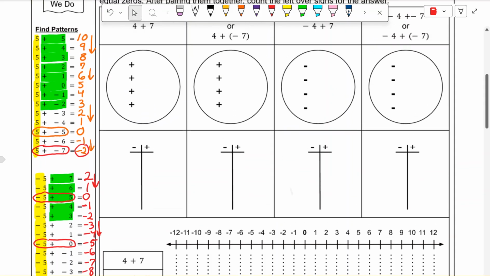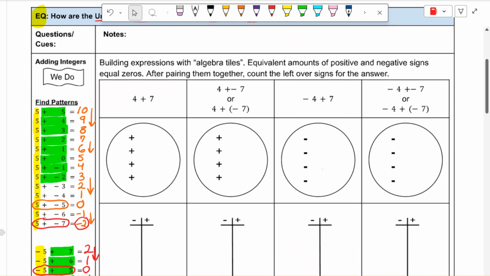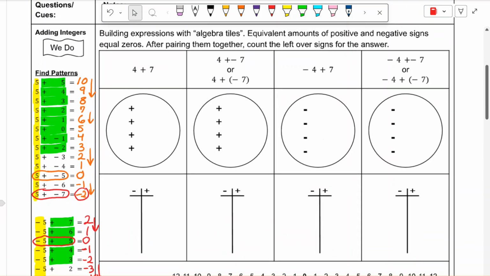All right, so we discovered some things there. We encountered adding positives. We encountered adding negatives together. We've encountered positives to negatives and negatives to positives. And so we're going to take what we've learned into this next part here.